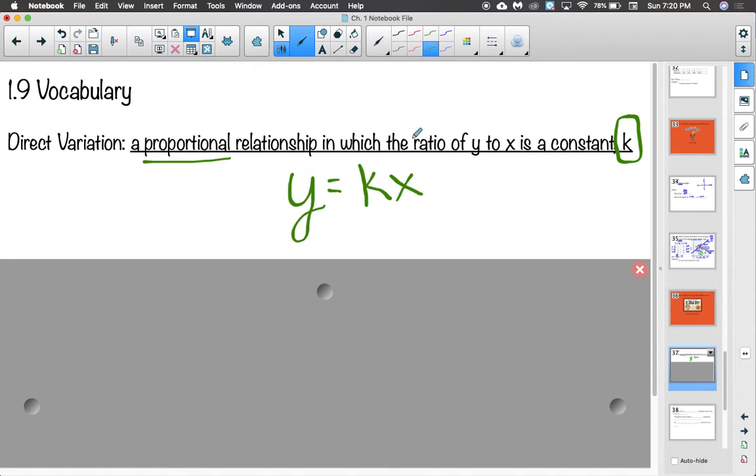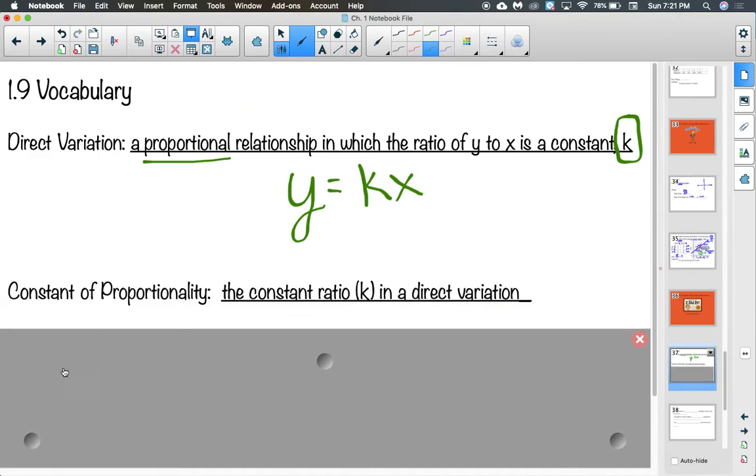Okay? Y and x are going to be the x and y values that we plot in our graph, right? Those values come from the table. And this k here is that unit rate. Okay, here they're calling it a constant ratio, but it's just the unit rate for the table. Okay, so remember this equation, y equals kx. Put this on your direct variation vocab card.